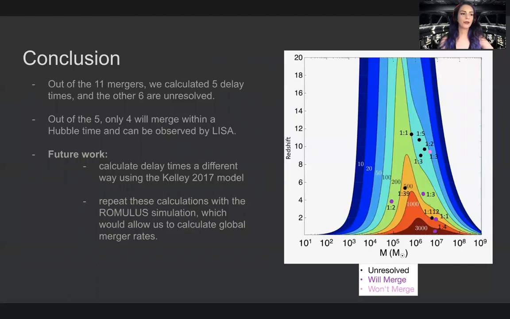Future work includes calculating the delay times a different way using the Kelly 2017 model and repeating these calculations for the Romulus simulation, which will allow us to calculate global merger rates.